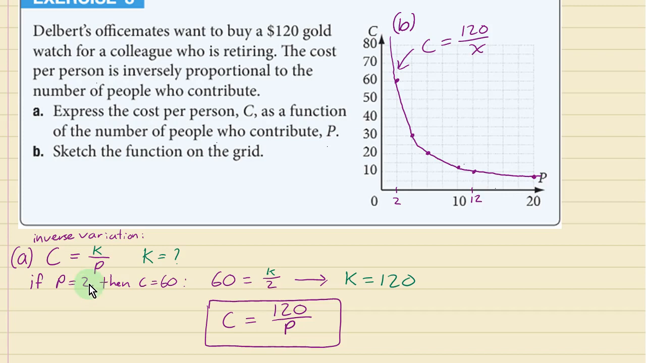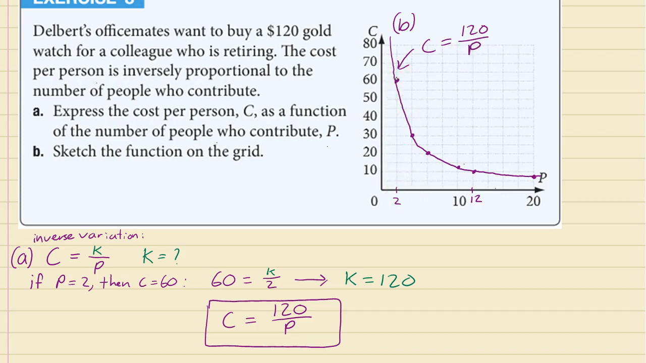So I tried P equals 2, so 2 people are contributing. That will make the cost 60 because they have to contribute a total of $120. So I just plugged in those numbers into C and P in the equation, multiplied both sides by 2, and got K is 120. So that's the answer to A. That gives you C as a function of P. Now here's what the graph looks like. I just plugged in some numbers for P here. I wrote this as X, but of course it's really P.